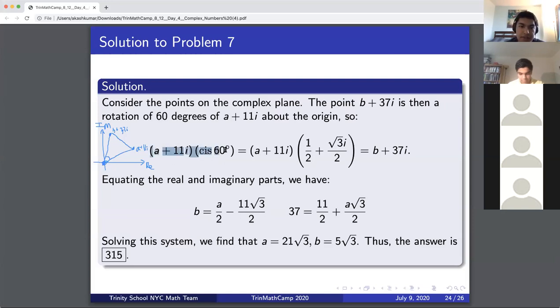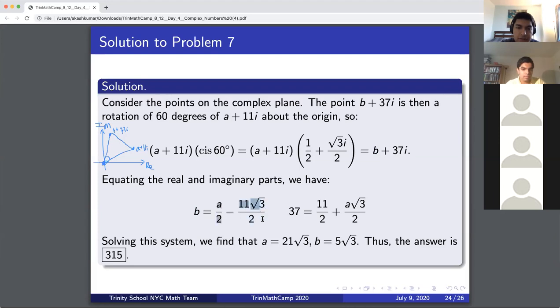So we know this is equal to b plus 37i, and what you see here in parentheses is just what cis 60 is in rectangular coordinates, because we're dealing with a's and b's here, so rectangular coordinates will be more useful to us. Then we go back to our very useful strategy of equating the real and imaginary parts. Here, this is the real part. This might be a little confusing because typically we call b the imaginary part, but here b is actually the real part of our second number.